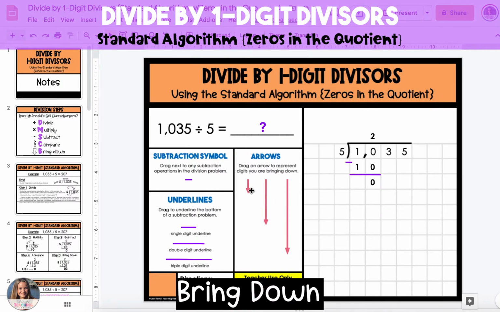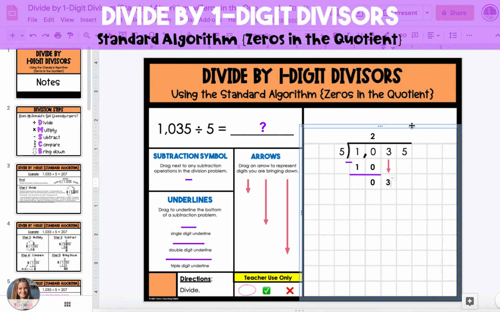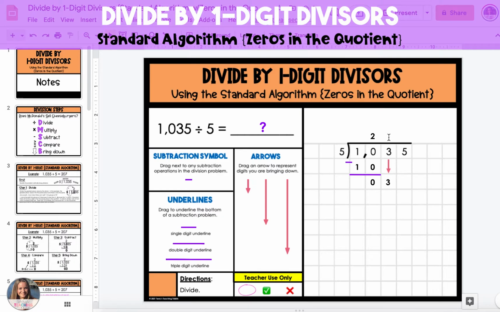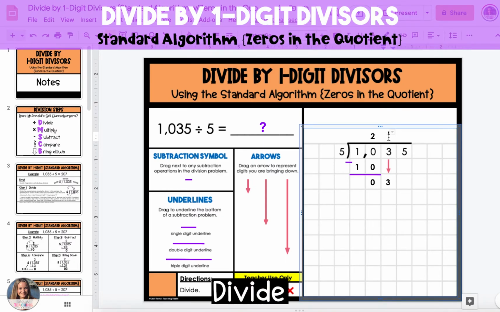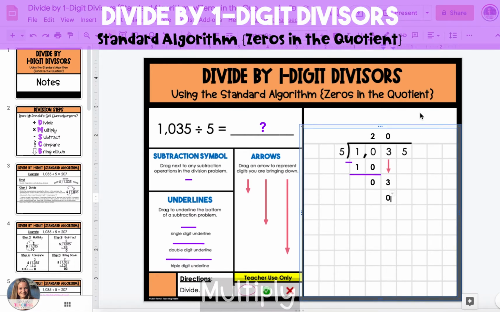Bring down the next digit, which is the 3 from the tens place, and get ready to start all of the steps over again. Now we have 3 tens to divide by 5. 3 cannot split into any groups of 5, so we're going to have 0 groups of 5. We're going to put the 0 in the tens place of the quotient area, and next we're going to multiply that 0 by the divisor 5 to get 0.